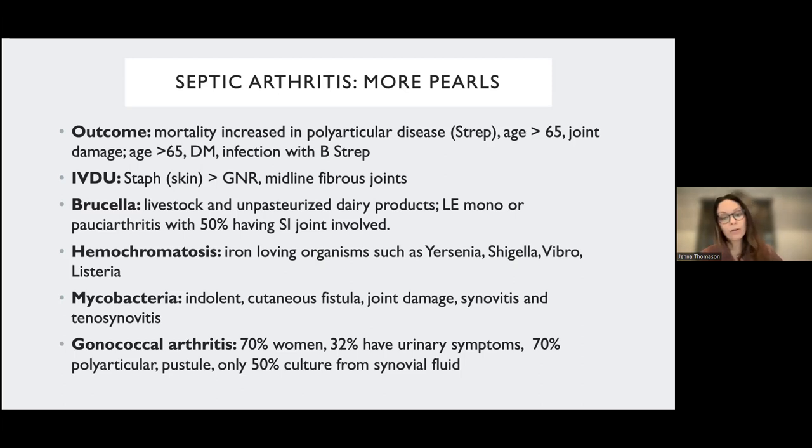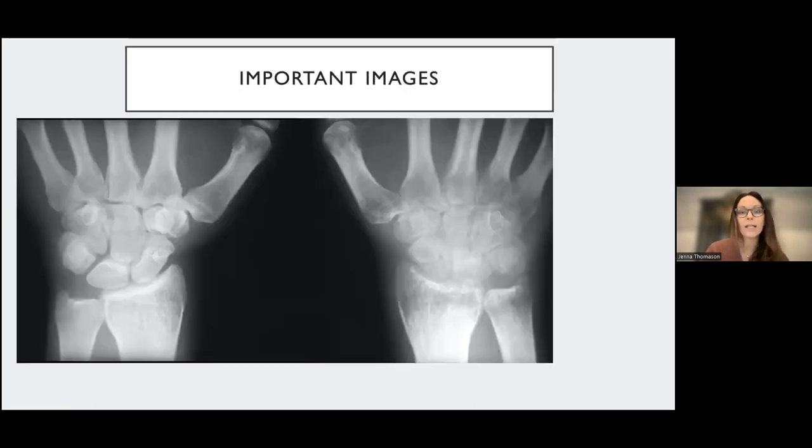This bug in particular is difficult to isolate from synovial fluid. So if you suspect that your patient could have disseminated gonococcal disease, you want to test them for gonorrhea, and you want to test every orifice. So swab every orifice for patients. And that includes throat, penis, anus, what have you, every single orifice to try to isolate this bug. So here's a few images.